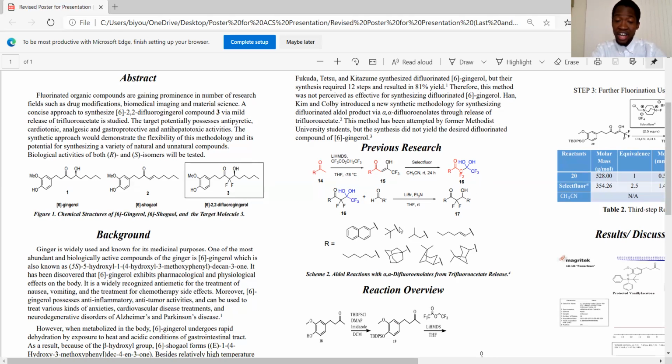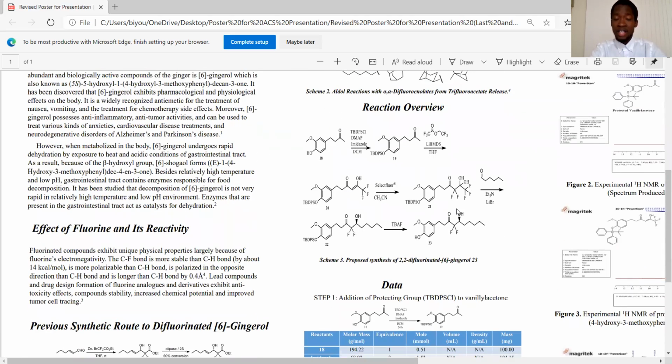And the R can be any of these groups: the naphthalene, the tert-butyl compound, and then the isobutyl compound here. Any of these compounds can be the R constituent. And this R constituent needs to be this side right here to be referred to as 2,2-difluorinated cisgengerol.